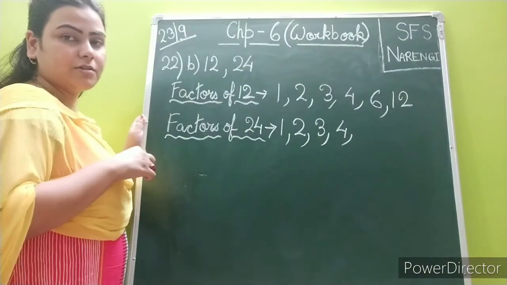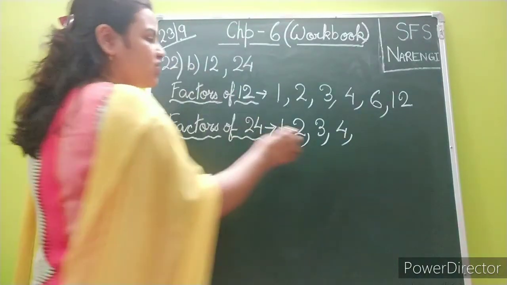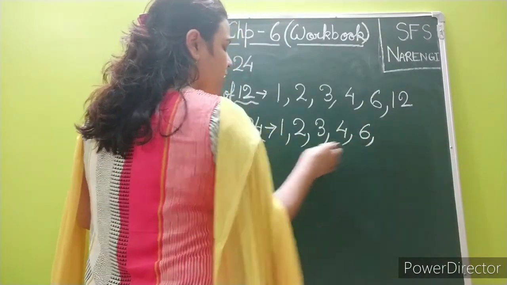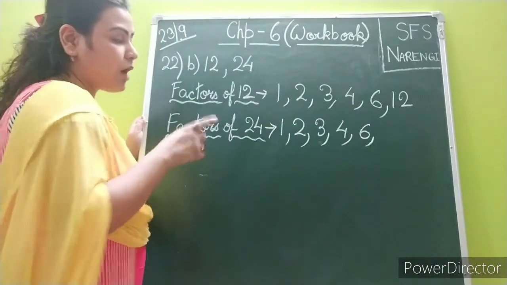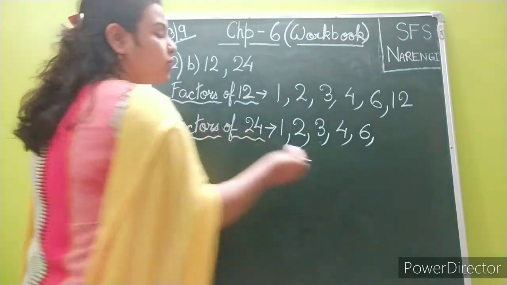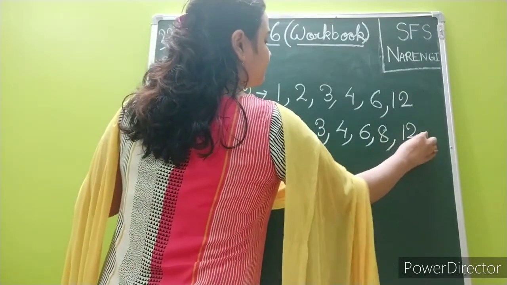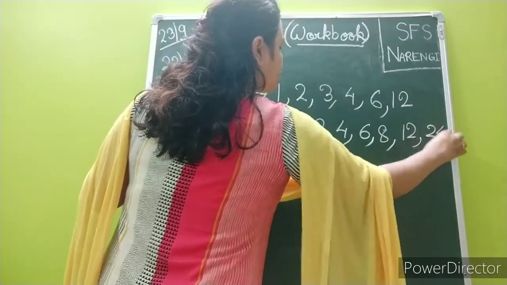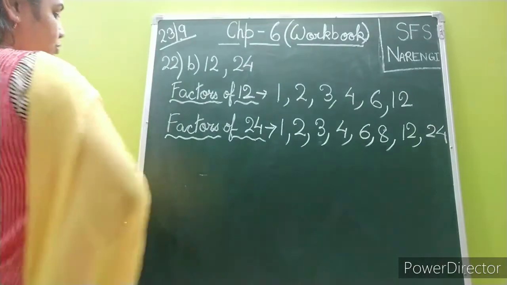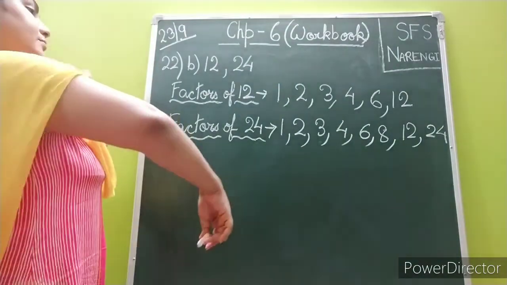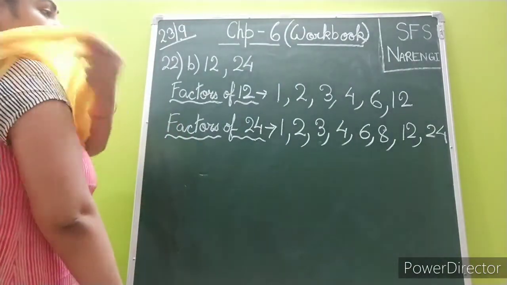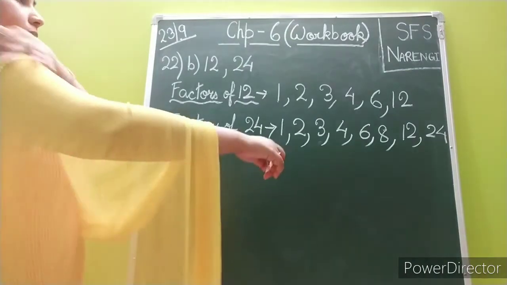Then it goes by what? 4 6s are 24. I have written 3. So by how much does it go? 3 8s are 24, 2 12s are 24. And 1 into 24 will give us 24. Yes, children? 1 into 24 will give us 24.